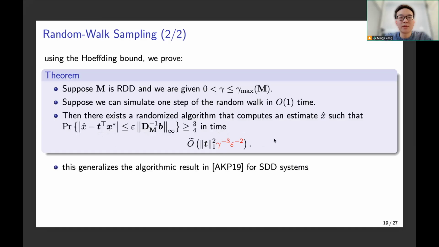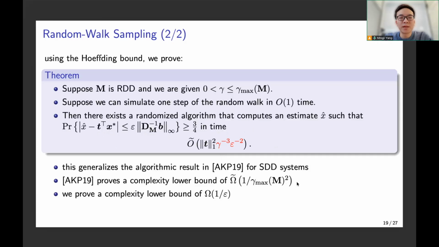So this result generalizes the algorithmic result in the previous work for SDD systems to RDD systems. And in fact, the previous work proves that in this result, a quadratic dependence on the structural quantity is necessary. And we further prove that a linear dependence on the error parameter is also necessary. So these are in contrast with the global nearly linear time solvers.